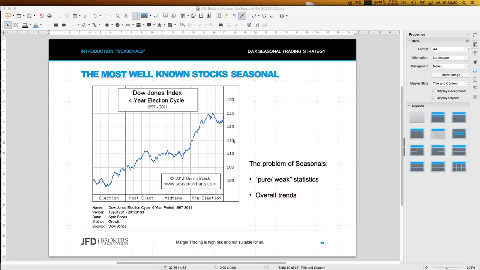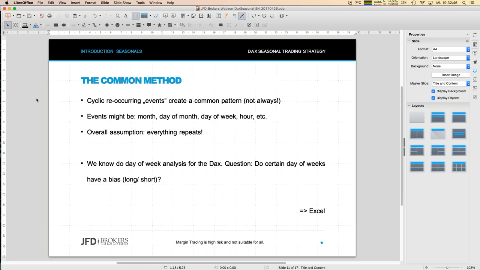But nevertheless, what we can do is we can try to find seasonals which have much better statistics. And so we have to go a little bit down, not to months or years. No, we have to go down to days, and doing so, we can find very good relationships between typical movements, typical days, and so on. So the common method we apply here is that we look for cyclic reoccurring events, and those events create a common pattern. Think back to my climate diagram of the temperature in Dresden. That is a common pattern. And if we have those common patterns, then we can trace them.